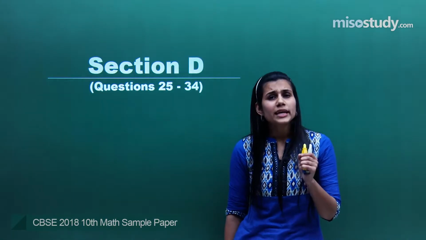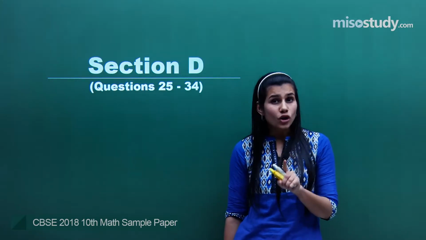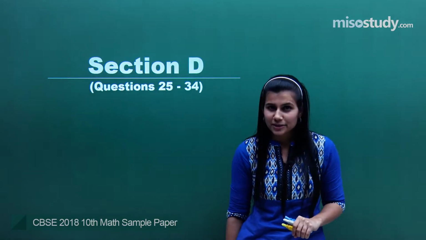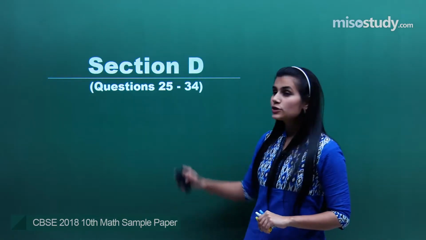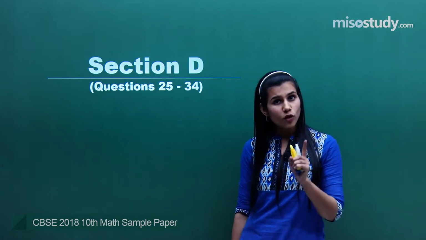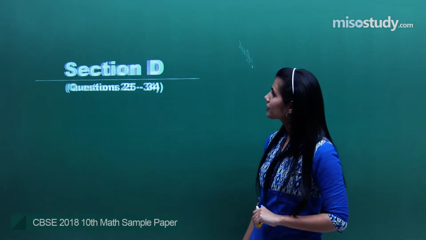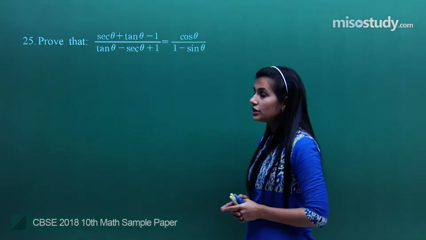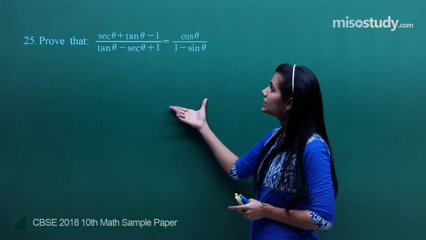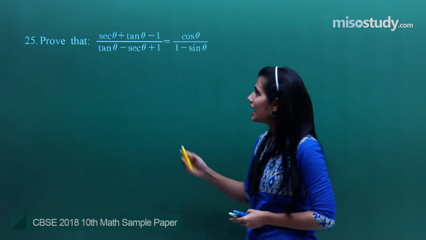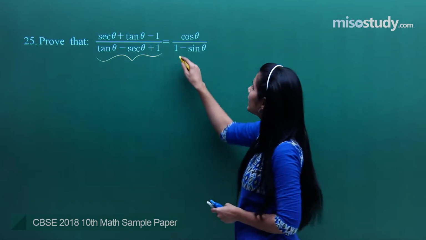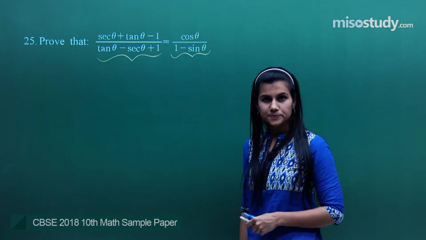So they are going to be somewhat lengthy, but if the concepts are clear to you, you will be able to do them within no time. So let's begin with the first question, question number 25 of this particular section. Okay, so dealing with trigonometric ratios, this particular question is asking you to prove that the left hand side expression is equal to the right hand side.